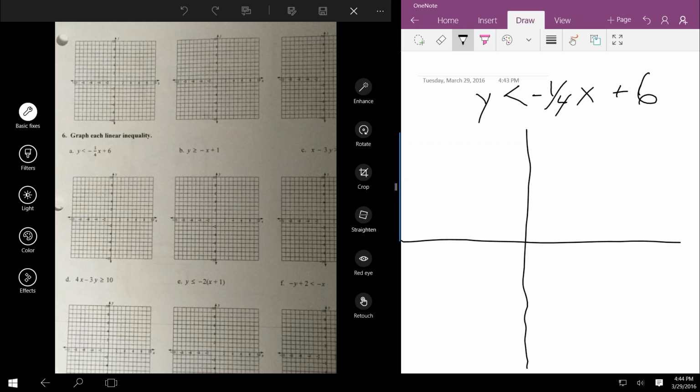I'm not sure. Well, not a lot. In other words, you kind of initially start off graphing it as an inequality, or as an equality. But instead of a solid line, I'm going to use a dotted line because of that less than. So pretend you're graphing it as y equals -1/4 x plus 6. Tell me how to graph that.